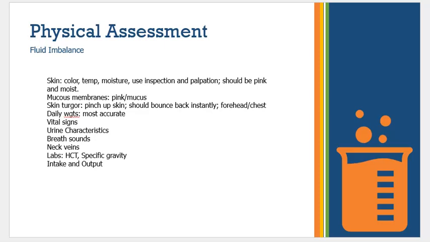So that would be your dehydration and your fluid deficit. Your peripheral pulses become weak. A lot of times they're very hard to find. Blood pressure, of course, will decrease, so your pulse pressures will be off. That's where you want to watch for that orthostatic hypotension, where you don't want them to get up too quickly.